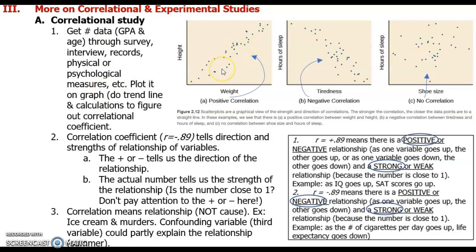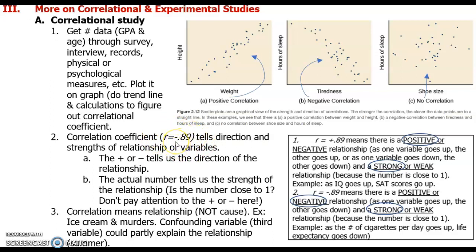The calculation will give you a correlation coefficient. The correlation coefficient looks like this: r equals some number. And that number tells you the direction and the strength of the relationship between two variables. How closely related are these variables? All right, so here's the correlation coefficient.